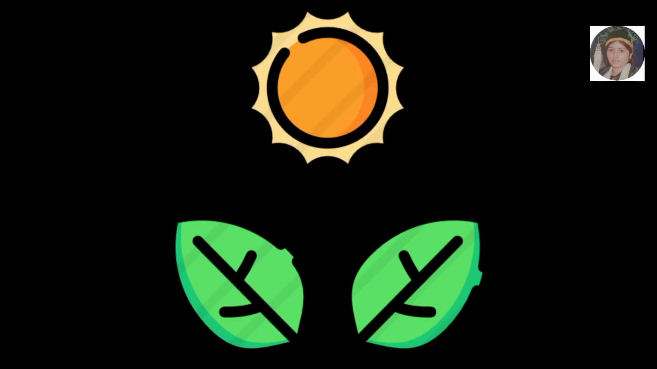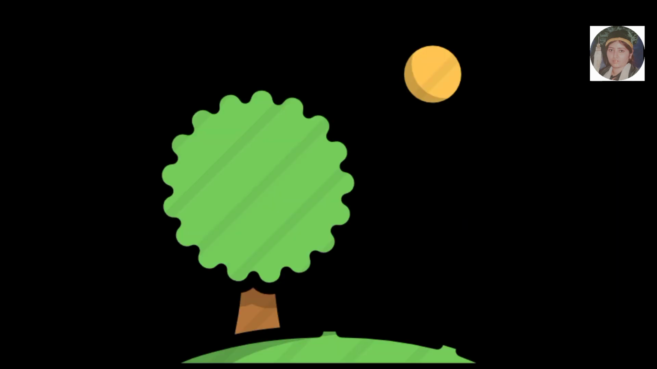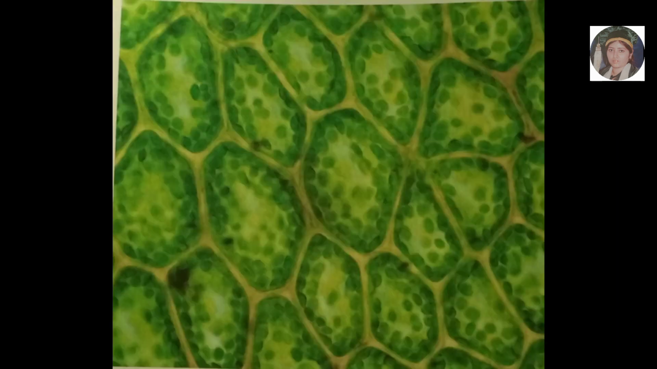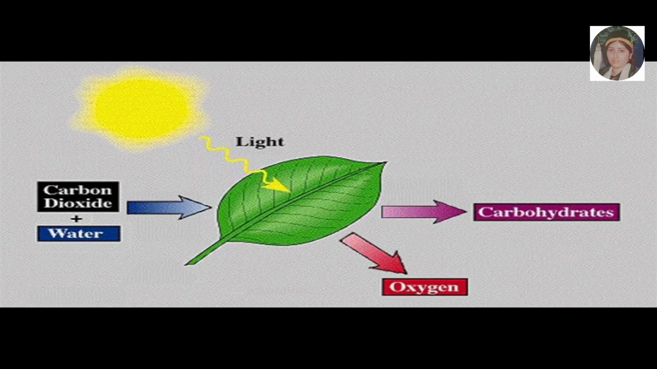The light required is absorbed by a green pigment called chlorophyll in the leaves. The chloroplast needs to collect the three vital ingredients: sunlight, air, and water. Sunlight shines on the leaf and the green chlorophyll inside the chloroplast absorbs it.